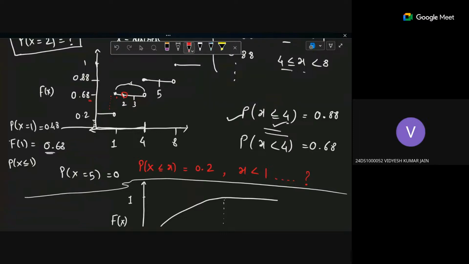Okay, I'm saying it's no. Now, it's not correct. Why is it not correct? Because the probability that x is less than or equal to small x is 0.2 for all the values lying between 0 and 1, and less than 1. Right?